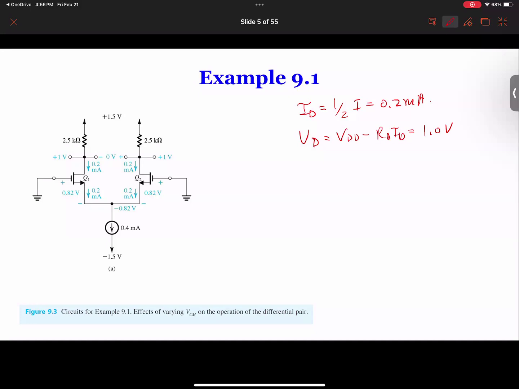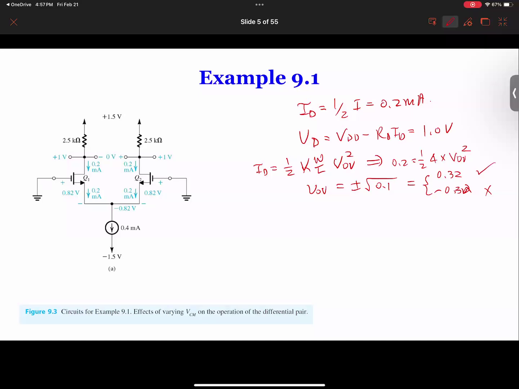Now from ID equal to 1/2 K W over L times VOV squared, we can get ID 0.2 equal to 1/2 times W over L, which is 4, times VOV squared. So we get VOV equal to plus or minus, 4 milliamps, so that gives you two values, plus 0.32 and minus 0.32. VOV cannot be negative, so the negative is wrong and this is correct. So VOV is 0.32.